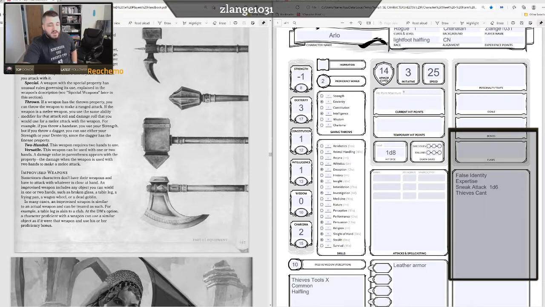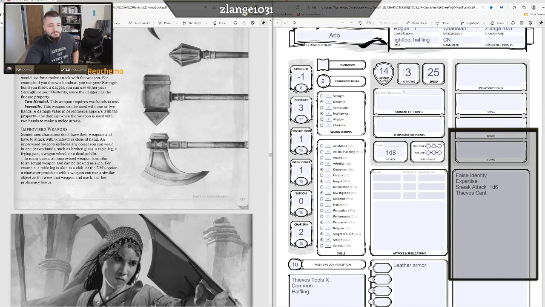Two-handed. Obviously, you have to use two hands. It means you cannot have anything else in either one of those hands. Versatile. This weapon can be used with one or two hands. The damage value in parentheses appears with the property. The damage when the weapon is used with two hands to make a melee attack.